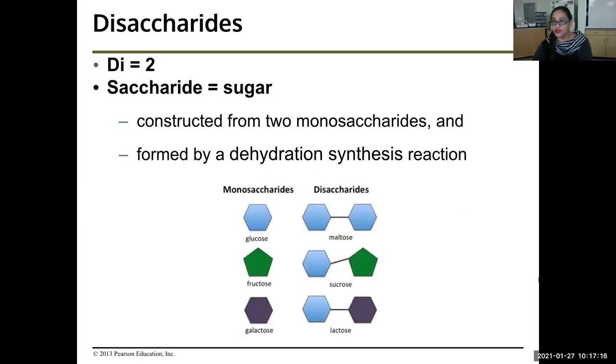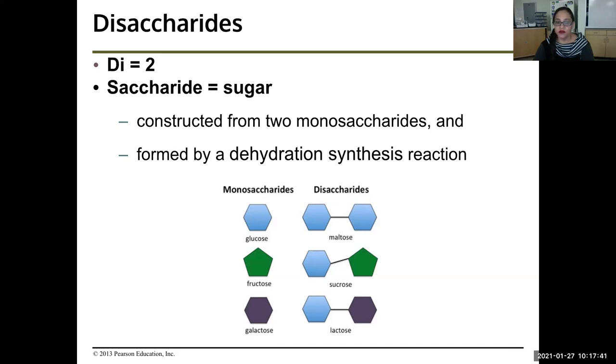Disaccharides. Di equals two, and then saccharide again means sugar. These are constructed from two monosaccharides and formed by a dehydration synthesis reaction. Water gets pulled out in order to synthesize or combine the two monosaccharides. So if you put two glucose molecules together, you get maltose.